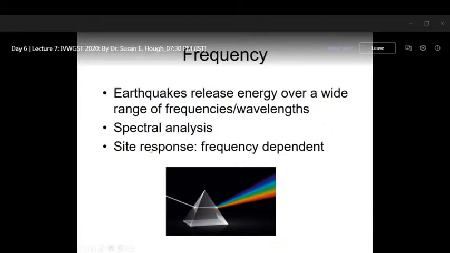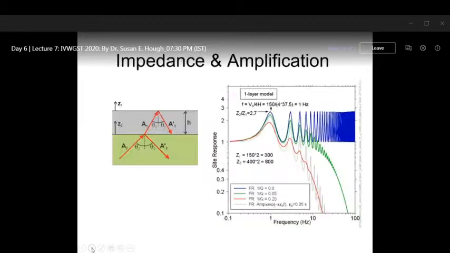And site response is strongly frequency dependent. So this is just a picture of a light spectrum, which I'm sure you're familiar with. It's the same idea that white light is made up of many different wavelengths, and the prism here is breaking that energy up so we can see the different frequencies. So I just wanted to mention that concept.